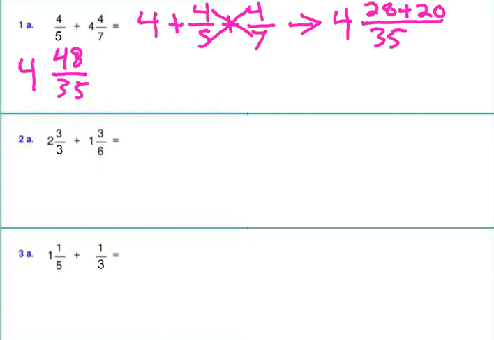How many 35s can you take out of 48? Just 1. So let's do this. Let's turn this 4 whole, let's add another whole to that. And then when I take 35 away from 48, what am I left with? What is 48 minus 35?